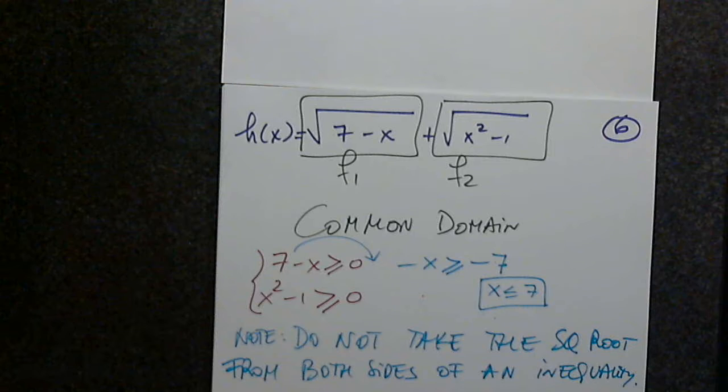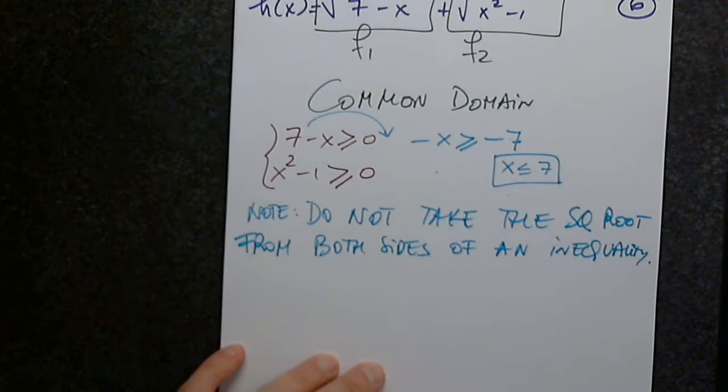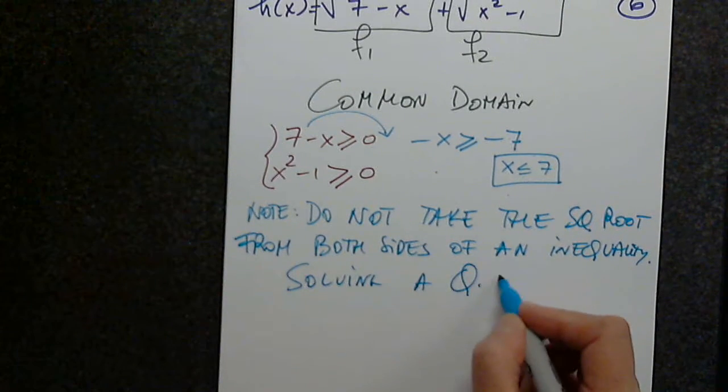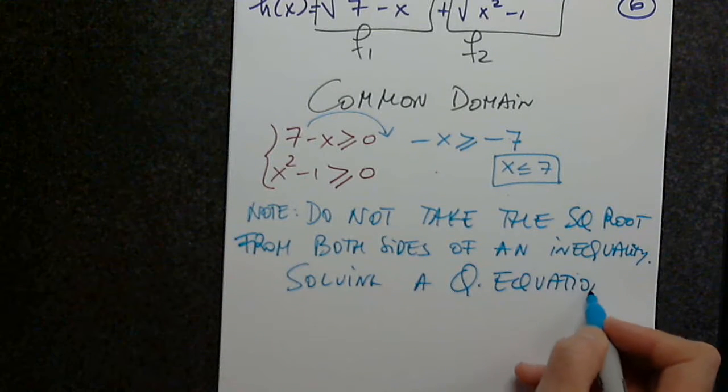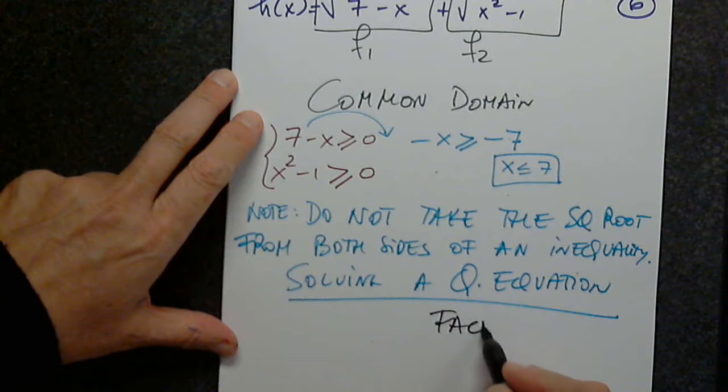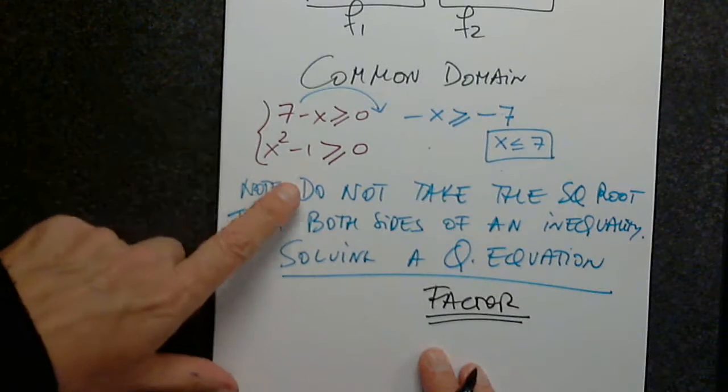So what do we do and what type of inequality is this? What type of inequality was the first one? Linear. What type of inequality is the second one? Quadratic, a totally different situation. Okay, perfect. So how do we solve a quadratic equation? We have to factor. So please give me the factor form.